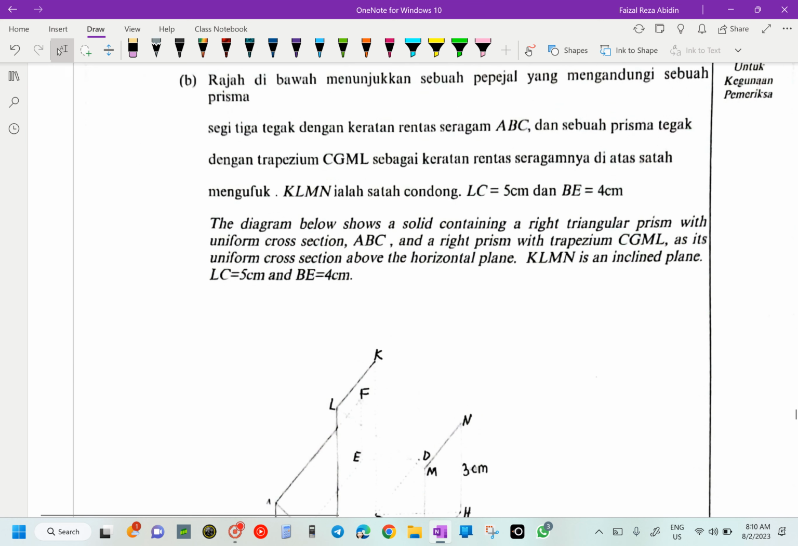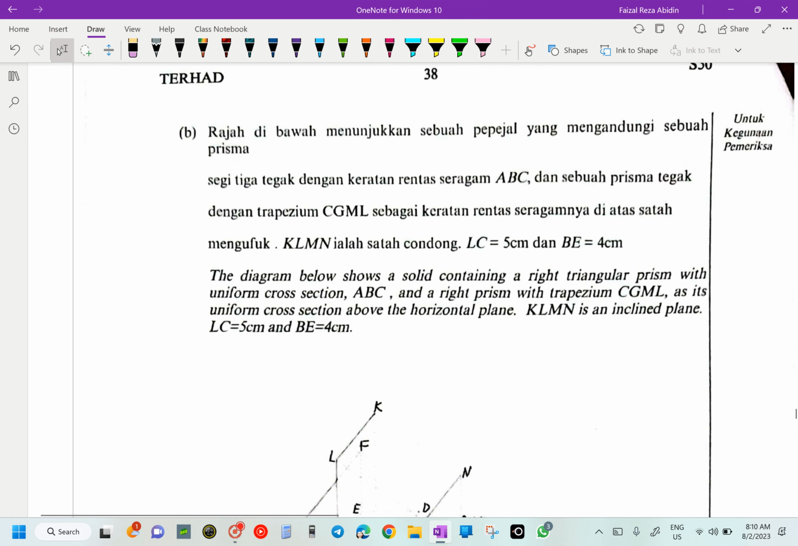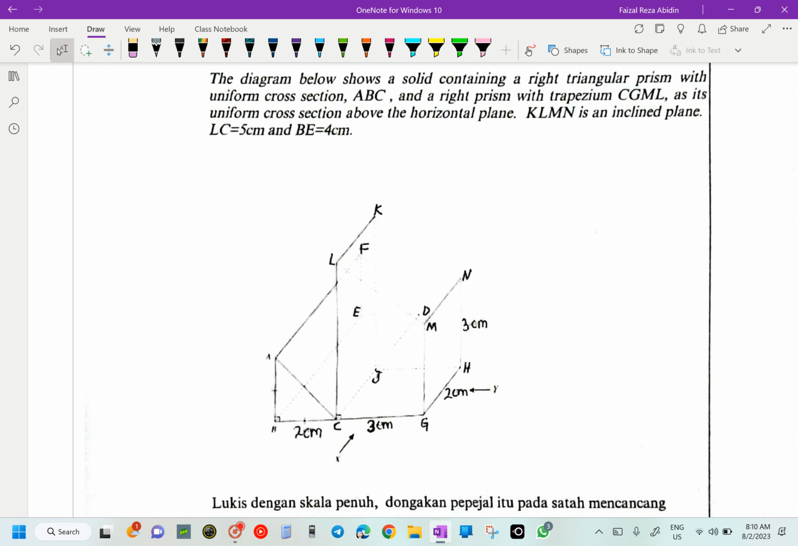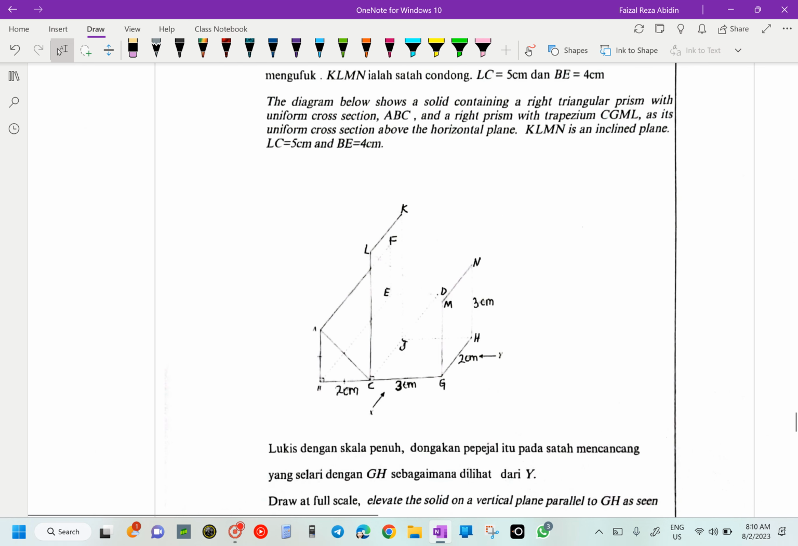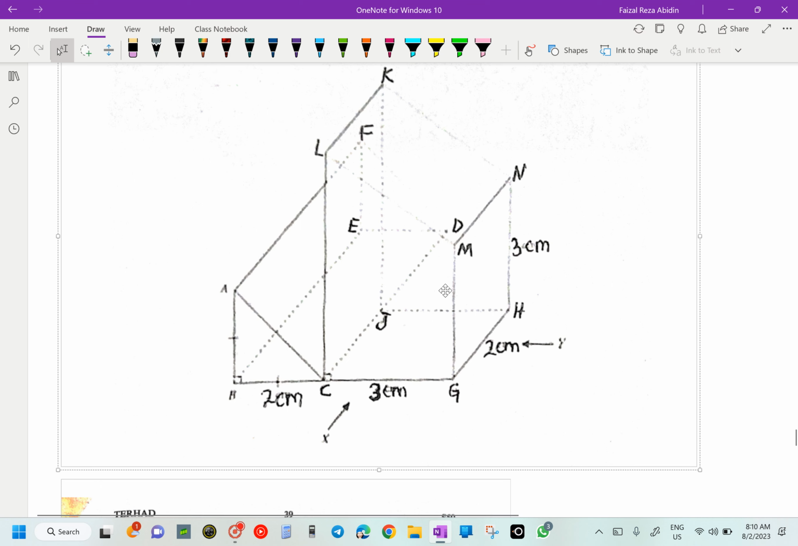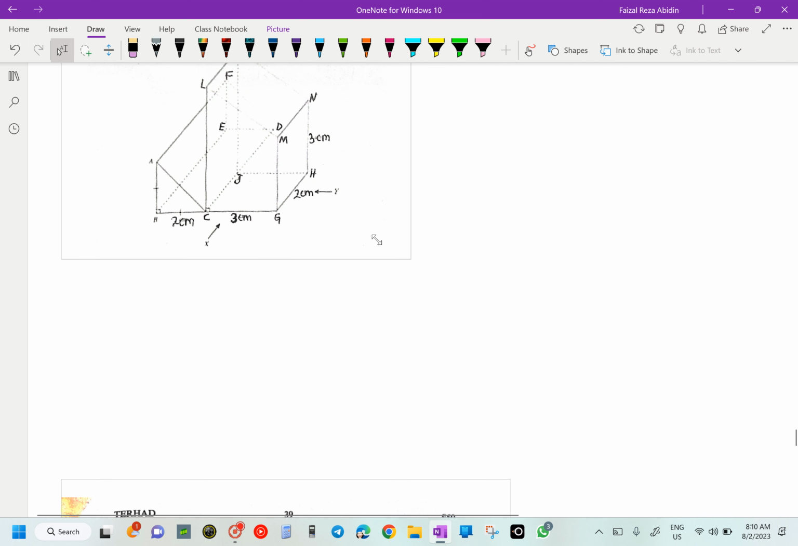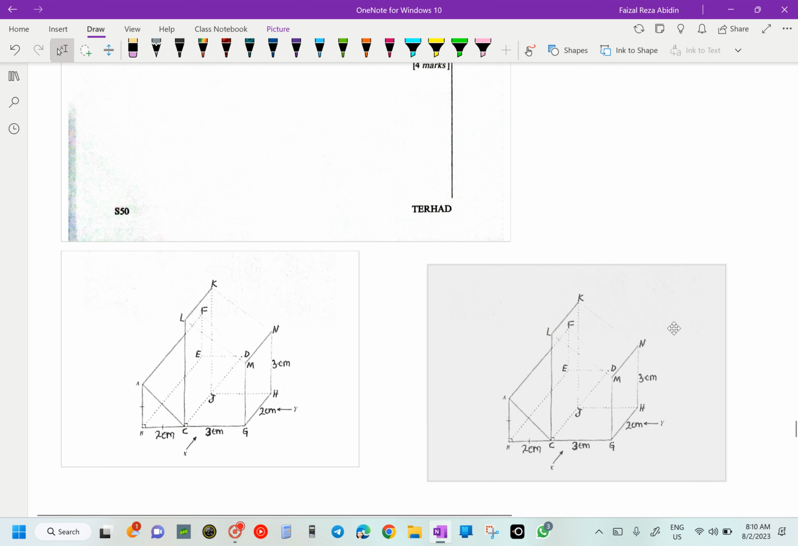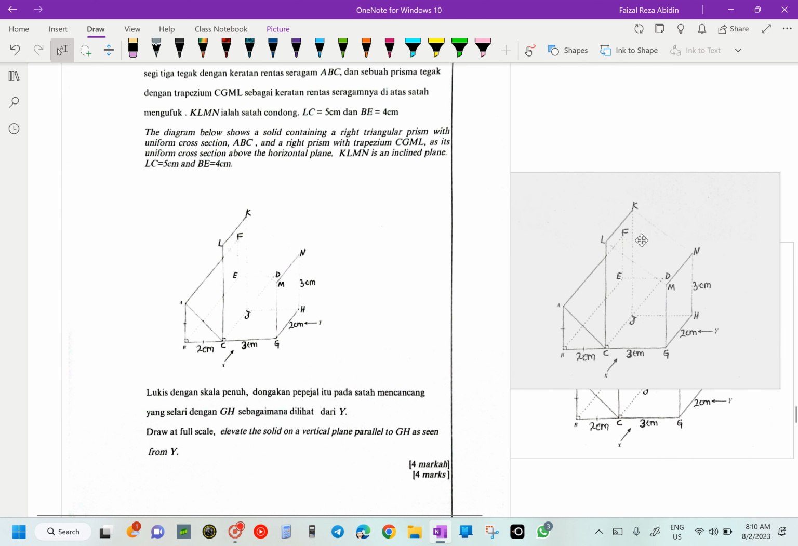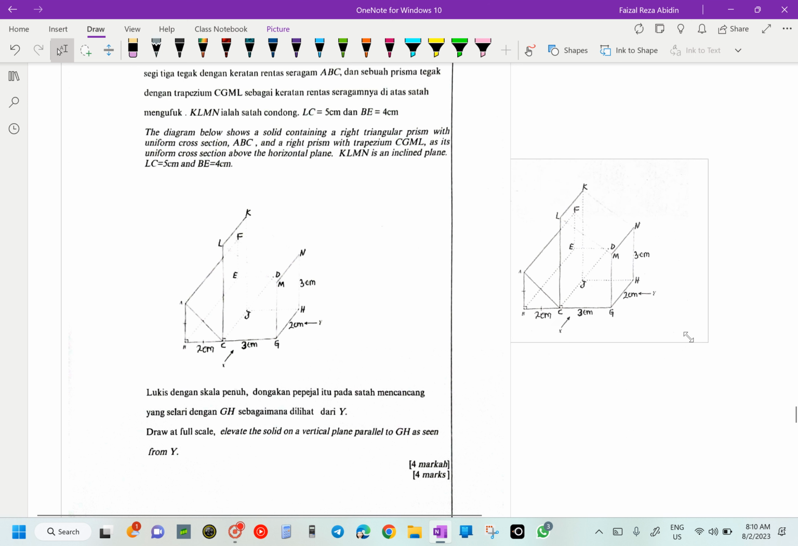Next. For our question 6B. Okay, the diagram shows a solid containing a right triangular prism with uniform cross section ABC. Okay, sorry for the question here, tak nampak. Oh, ni ha. Okay, ada. That one we KIV first.